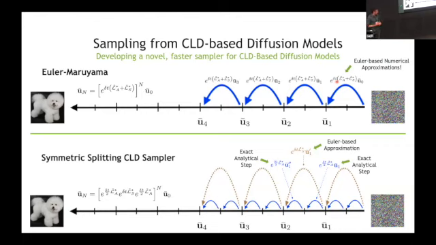The error mostly stems from this decomposition, but less from discretizing, or having an Euler approximation, on the part that would be analytically solvable. So that is the high-level idea here. This allows us to construct faster samplers.